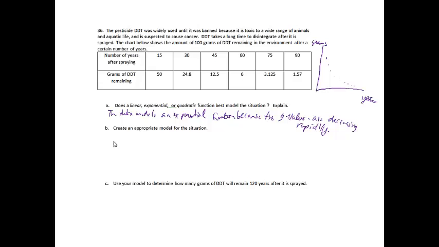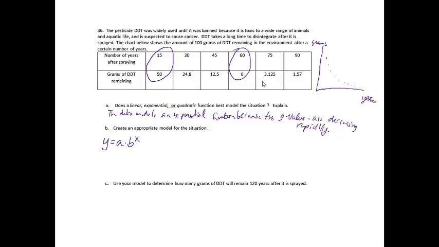Okay, create an appropriate model for the situation. We know exponential is y equals a times b to the x, right? Usually a lot of times we can find the b just by dividing, but since the x values are not going by ones, we can't do that. So in this one, we actually have to pick 2 points again. I am going to pick the points 15, 50 and 60, 6.